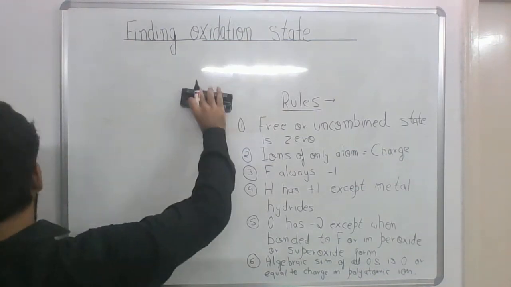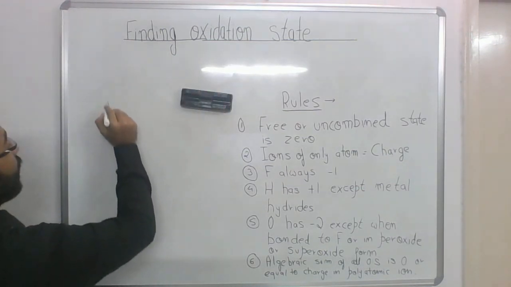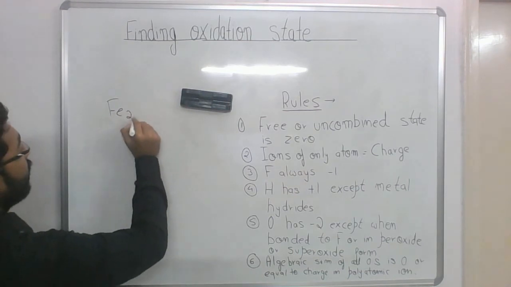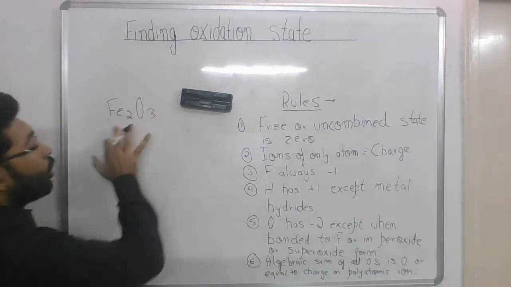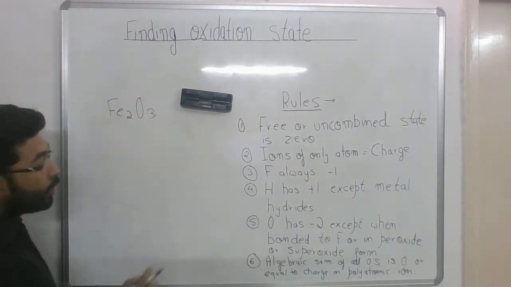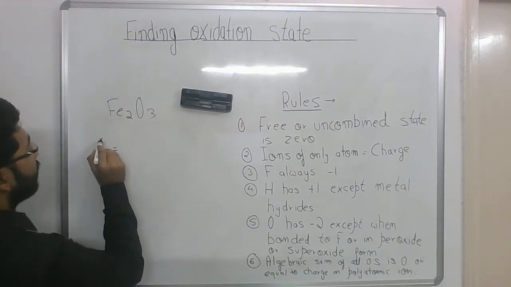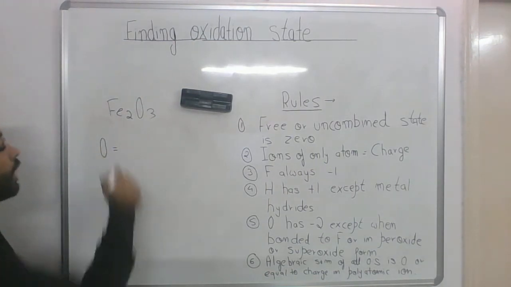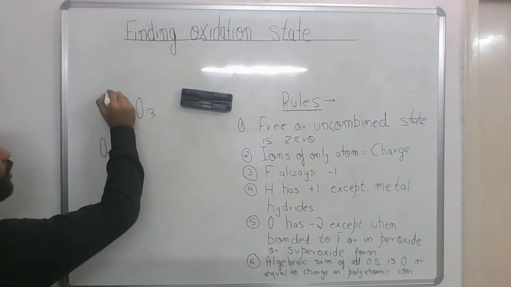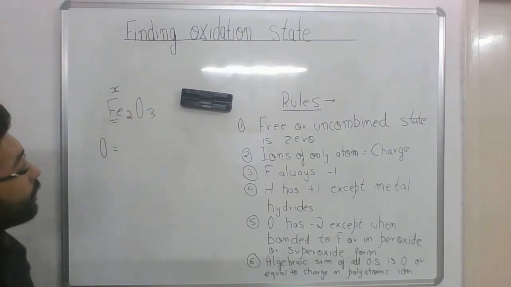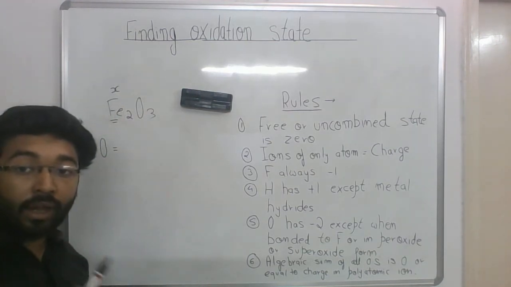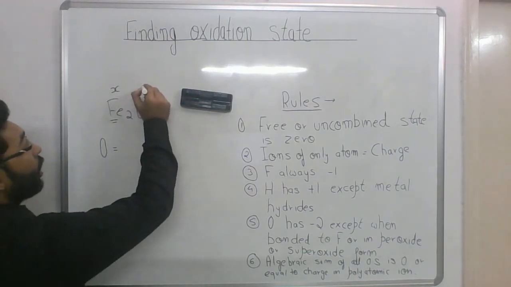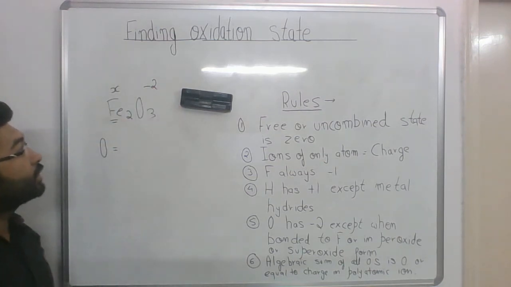Let's take up another simple example, Fe2O3, or ferric oxide. Since it is also not a polyatomic ion, the net charge, the sum of all oxidation states, should be 0. In this we have to find the oxidation state of iron, so let it be X. Since again it is neither bonded to fluorine, nor is it a superoxide nor a peroxide, oxygen will always have a charge of minus 2.